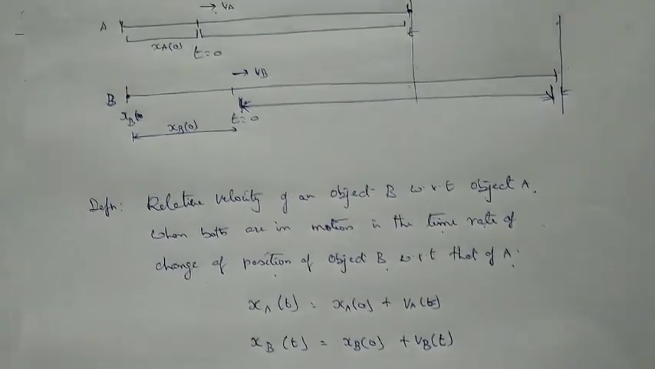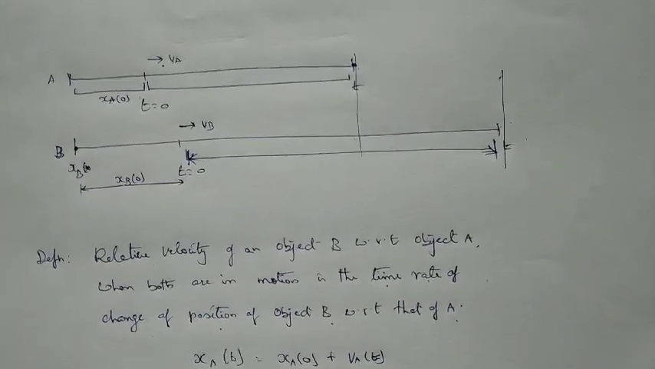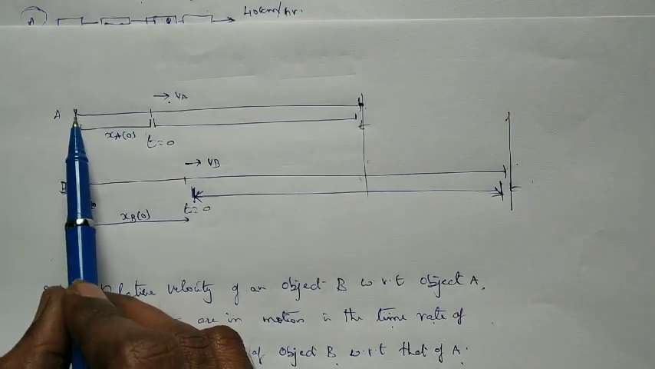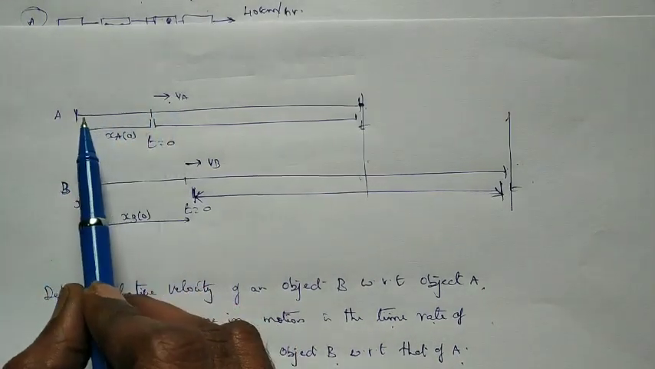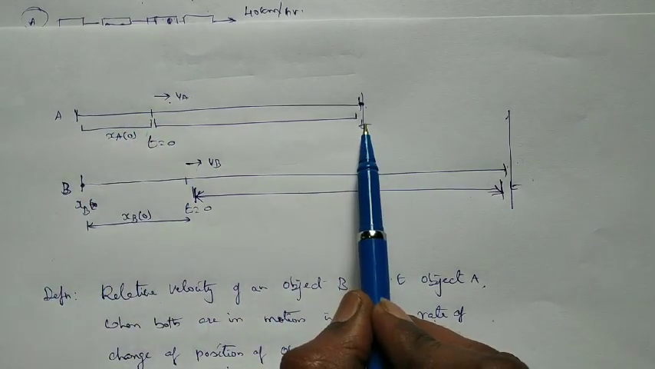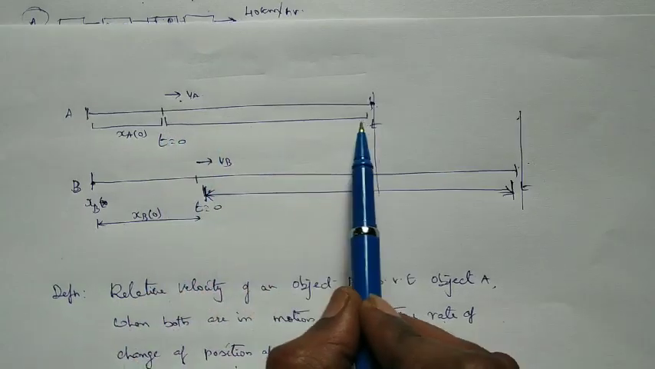Okay, now we are considering two equations here. Let us consider this body which is already moving with a velocity of VA. This is the time where you started the time interval and you ended the time here. So this is the interval of time t.